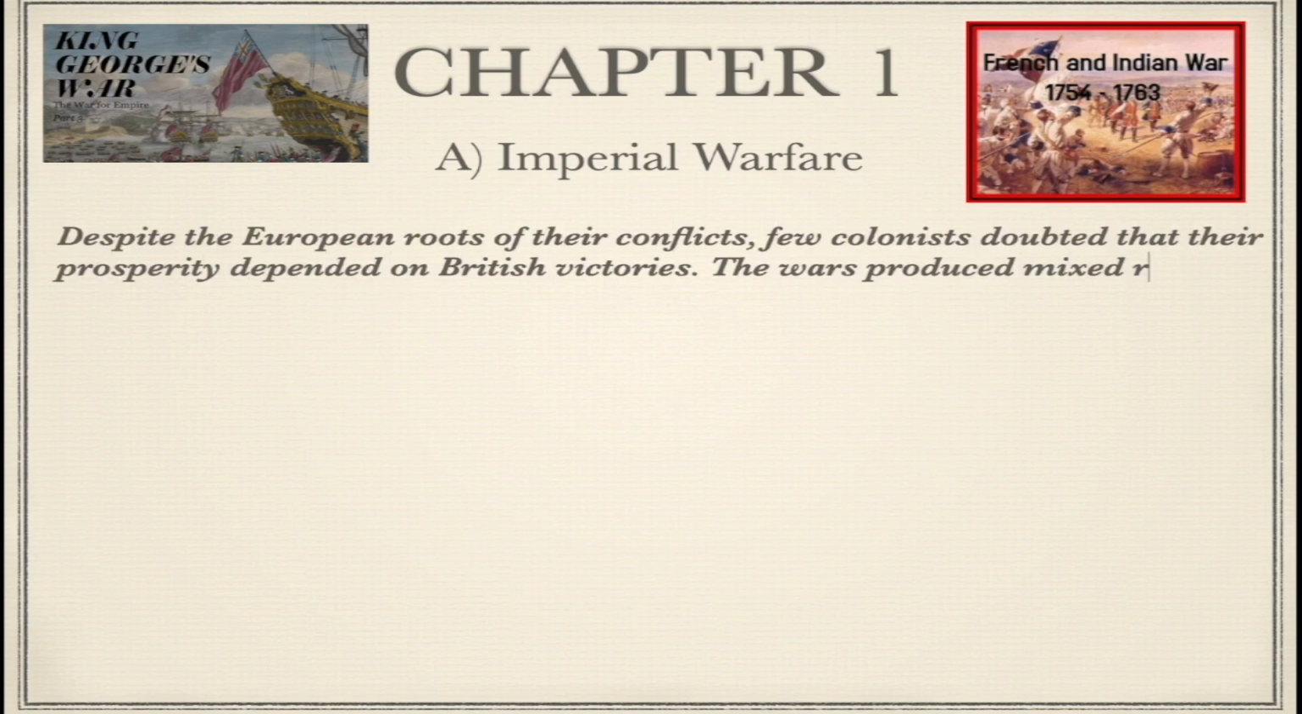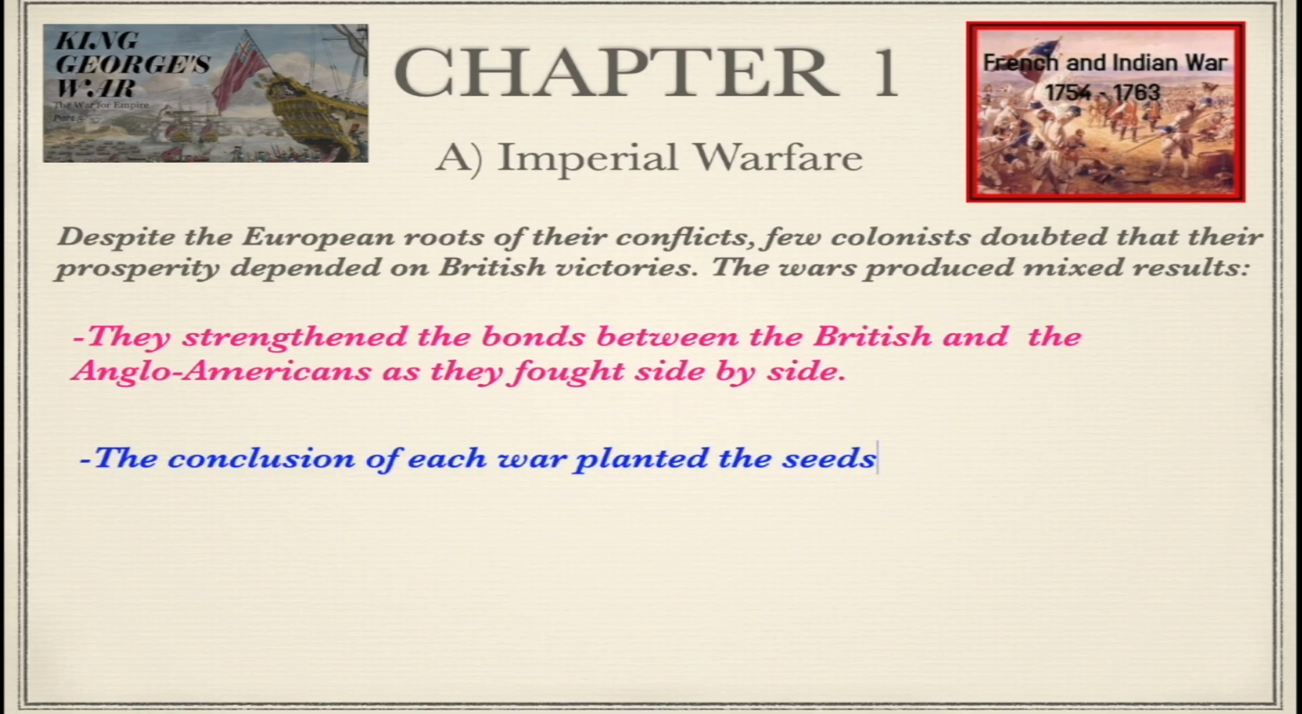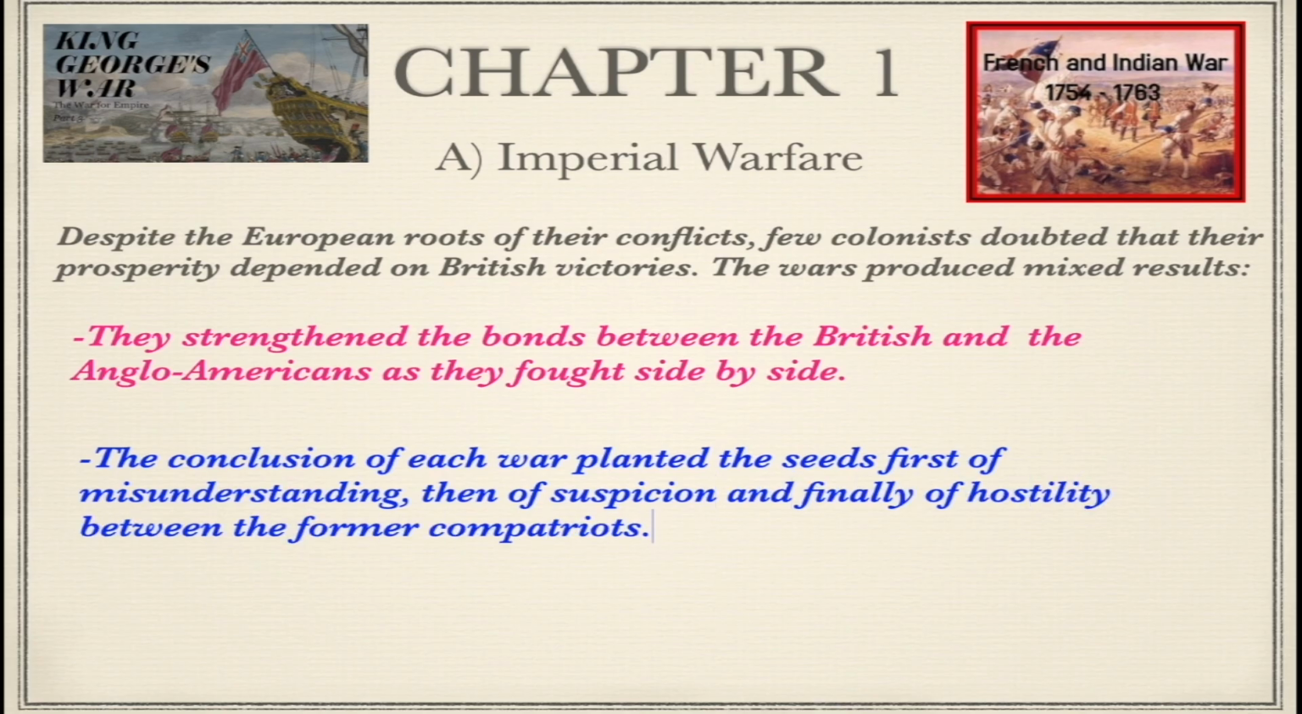Despite the European roots of their conflicts, few colonists doubted that their prosperity depended on British victories. The wars produced mixed results. They strengthened the bonds between the British and the Anglo-Americans as they fought side by side. The conclusion of each war planted the seeds first of misunderstanding, then of suspicion, and finally of hostility between the former compatriots.